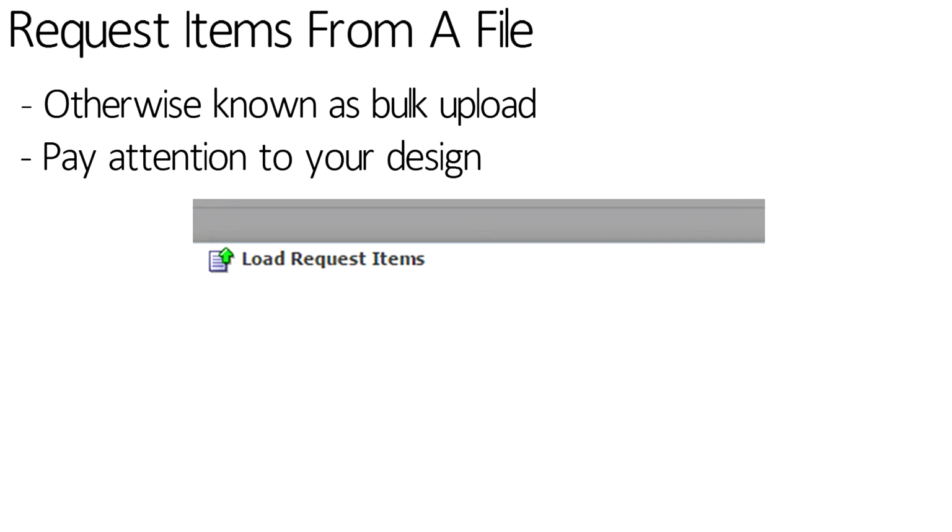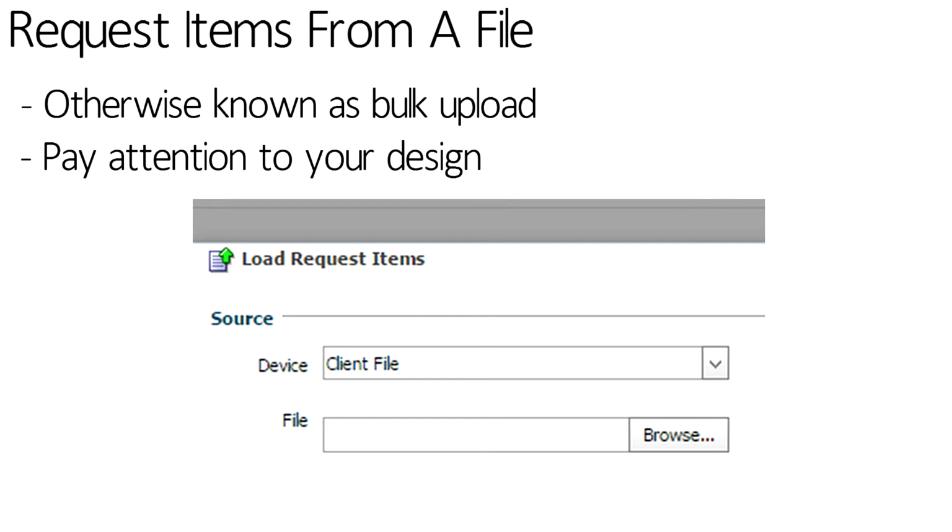Request items from a file, otherwise known as the bulk upload. We can now take items from a file and upload them into DRM. So basically like importing a hierarchy into DRM. We have to pay attention to our design of DRG here. It can get really complicated and it can end up with like 50 files out there just to handle one user. So again, pay attention to your design. It's just like any other system. If your design is wacky, your implementation is going to be wacky too.